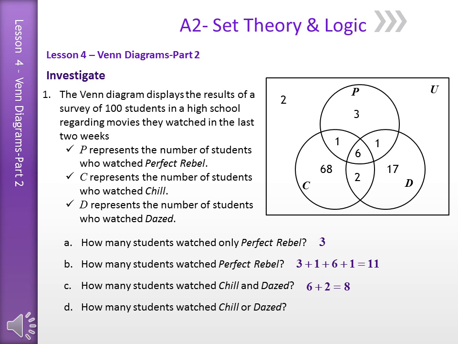How many students watched Chill or Dazed? So this would be the total number in either set C or set D. So that would be the 68, the 1, the 6, the 2, the 1, and the 17 for a total of 95.